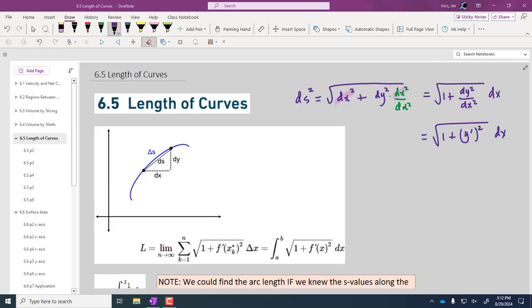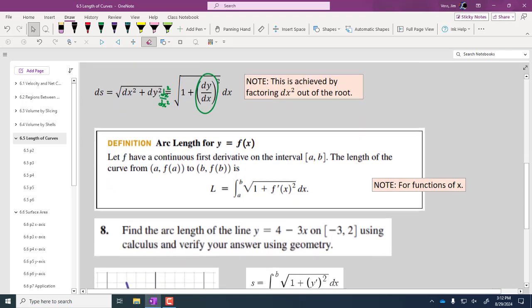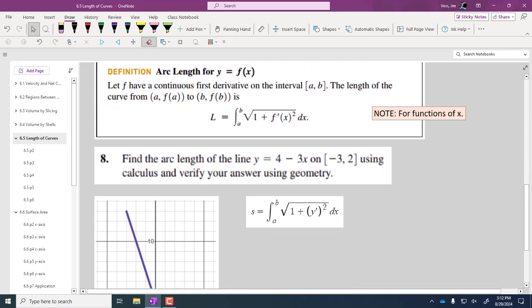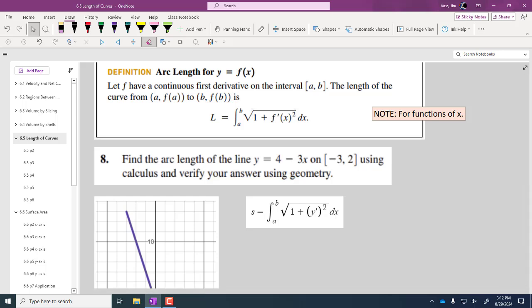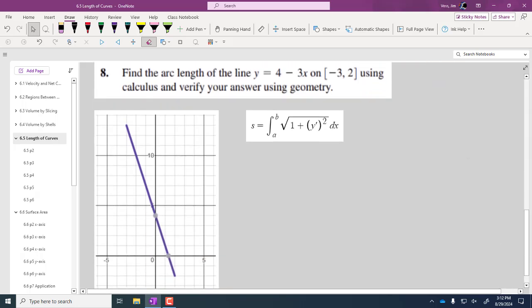All right, so let's go ahead and do some examples of arc length then. So our formula, our new formula is right there. And again, it's your choice whether you use y prime or f prime or dy/dx. I don't care. It's up to you. Whatever you think is best.